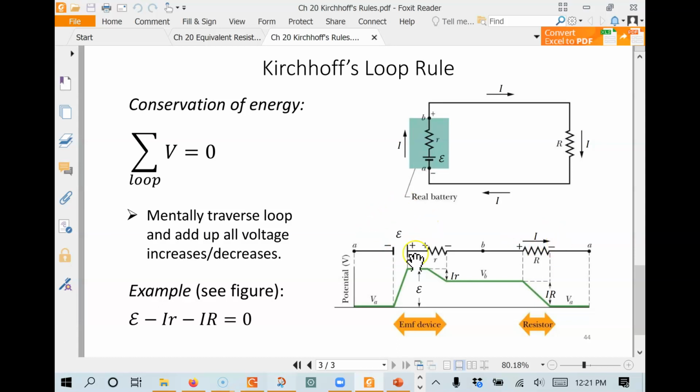This symbol here, EMF, just means a voltage. It's an ideal voltage, where a battery has no internal resistance, but it's just a voltage. Use it as you would V in general.